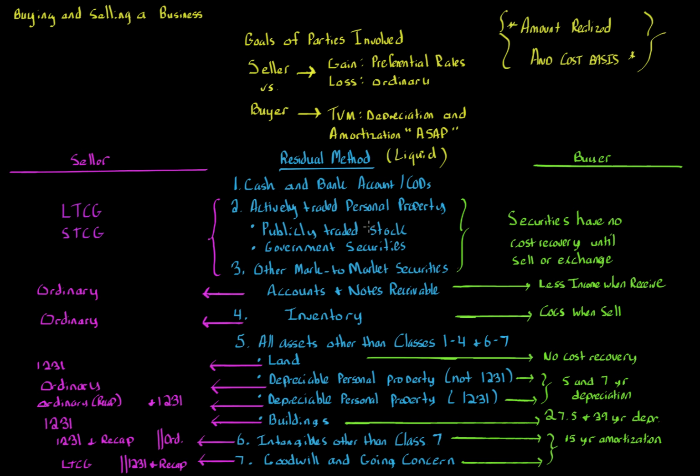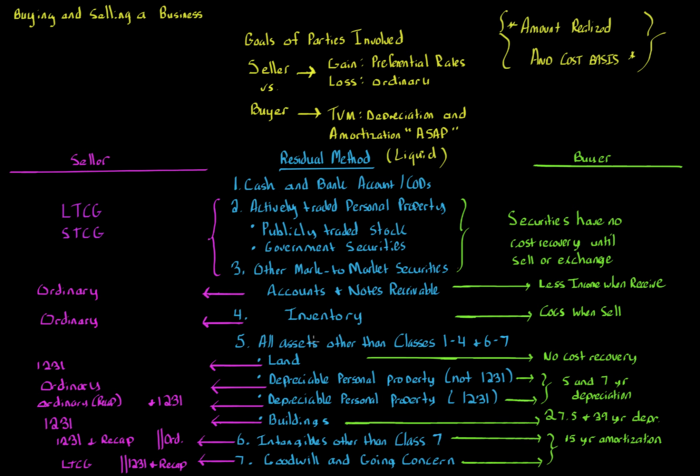The third class are other mark-to-market securities. So the ones that aren't captured in class 2, the other mark-to-market securities, these are generally thought of as closely held securities. So some private corporations that aren't on the markets, these are going to be mark-to-market securities, or small closely held businesses. Also in category or class 3, I'm saying category, but you can use them interchangeably. The code says class, but I've heard many people say category. Class 3, accounts and notes receivable. Class 4 is inventory.